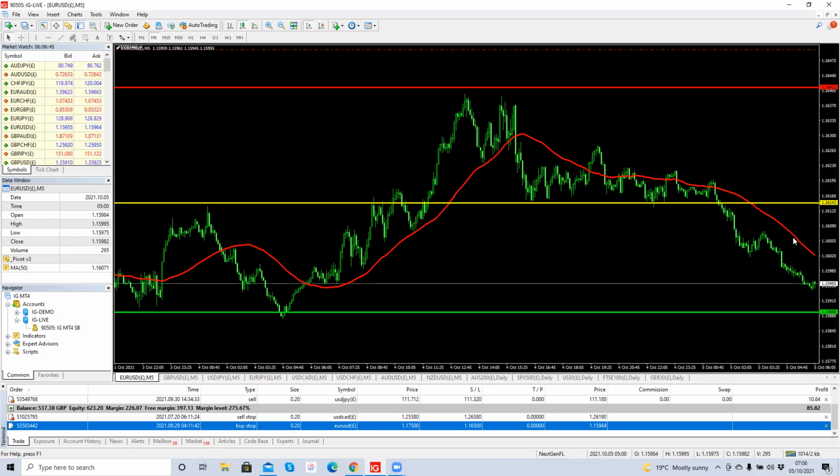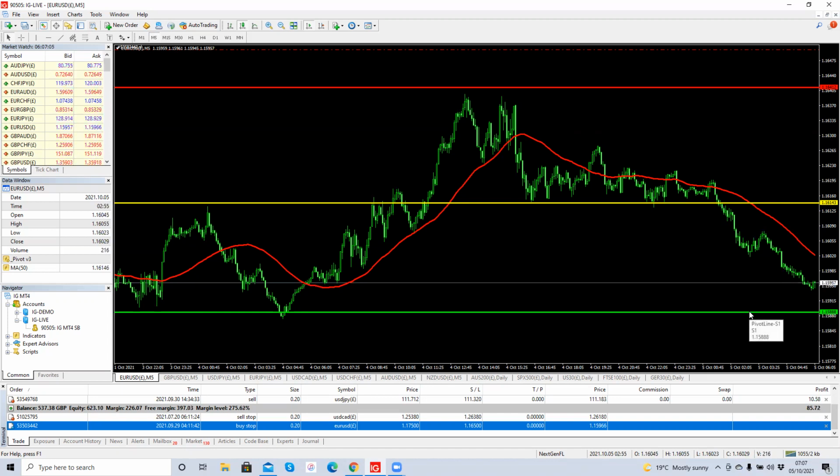But again, I'm only going to have one attempt. So I'm just going to place a pending sell order just below S1 and a pending buy order just above the pivot point. Now, if the market takes the sell trade first, I'll delete the buy. If it takes the buy trade first, I'll delete the sell and only have one live attempt.